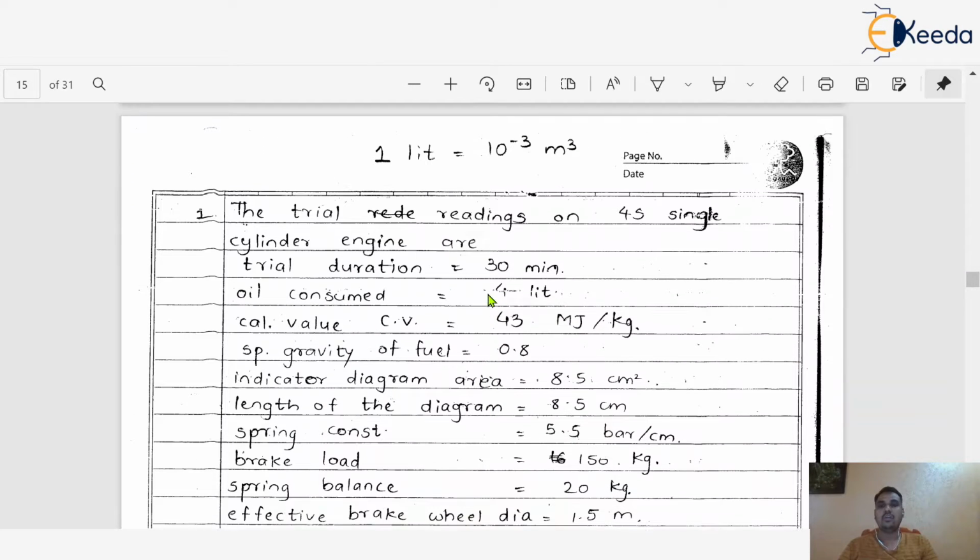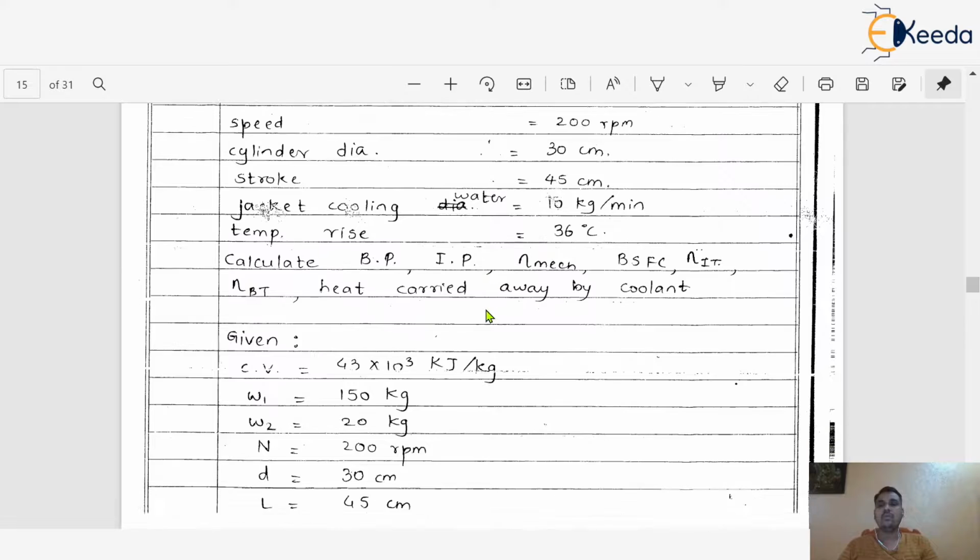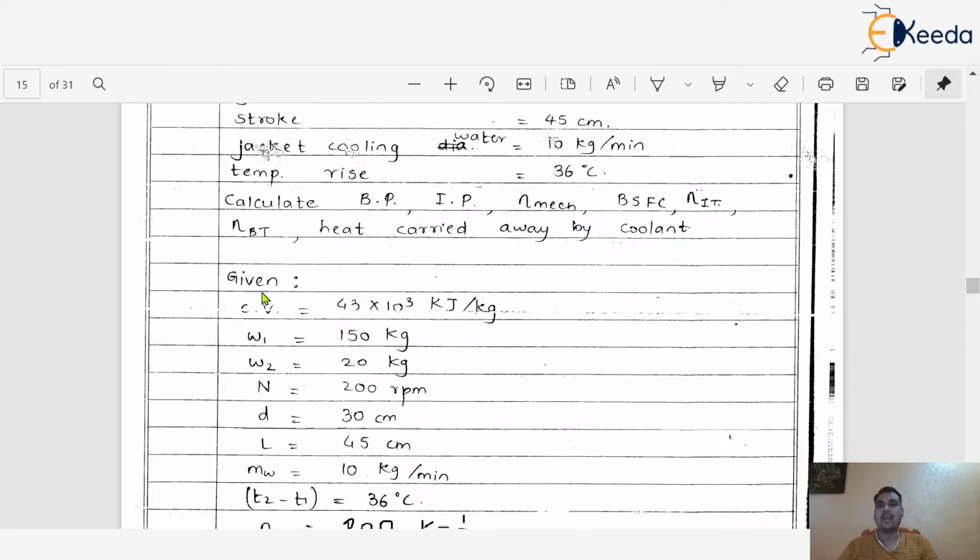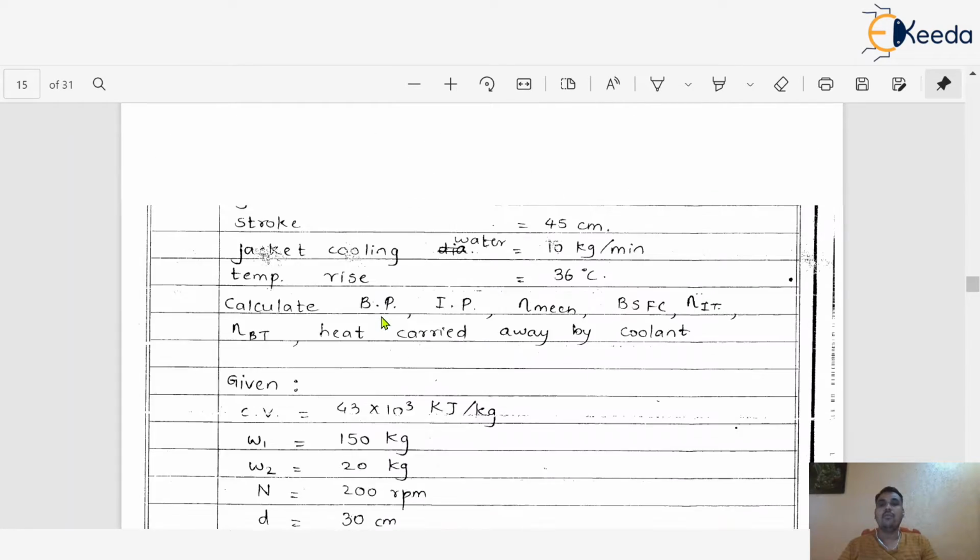Generally we know that 1 liter is nothing but 10 raised to minus 3 meter cube. So these things are required for solving the problem. This is about the conversion of units. According to the given data, we have to write the things in the given data. The calorific value of the fuel which is given in the problem is 43.